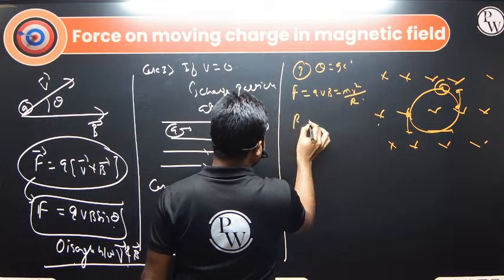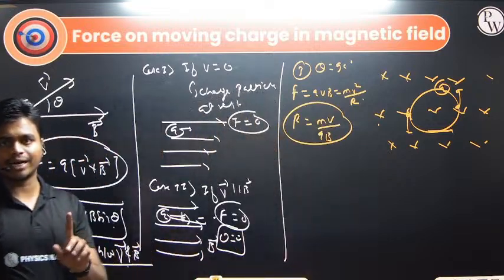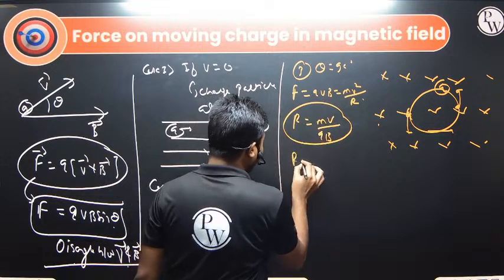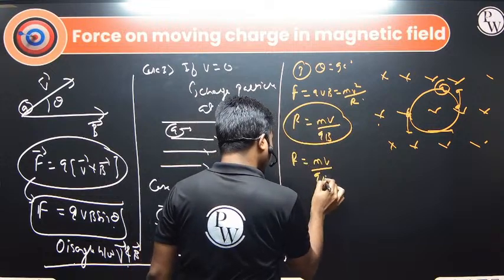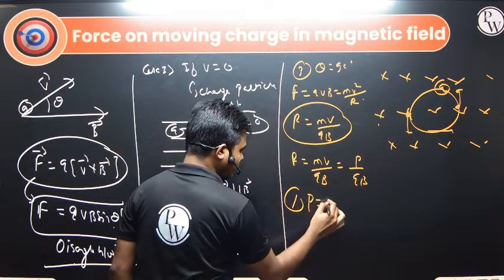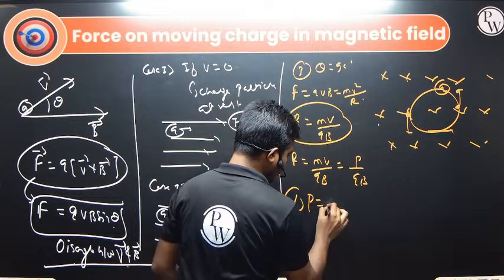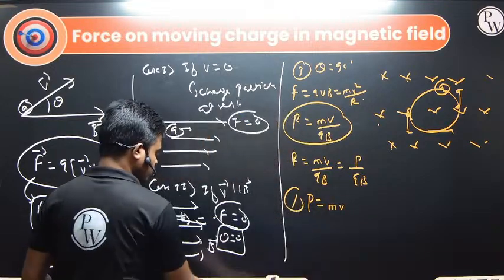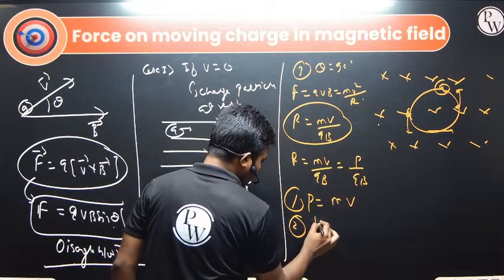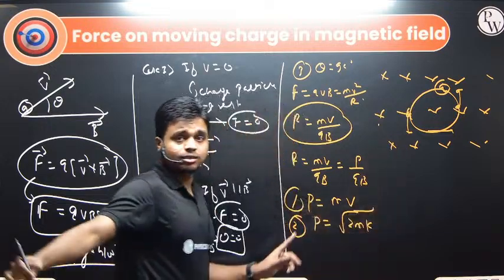From here we get the radius r equals mv by qB, where m is the mass, v is the velocity, q is the charge, and B is the magnetic field. We can also write r equals p by qB, where p equals mv, momentum. Second, p equals under root 2mK, where K is the kinetic energy.